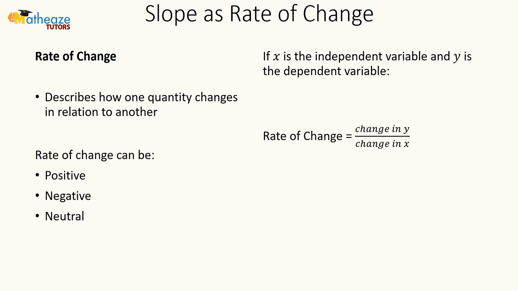Now we have the independent variable and the dependent variable. The independent variable is known as your x-axis or your x variable, or also your horizontal variable, the variable on the horizontal axis, and your dependent is on the y-axis. And we define the rate of change as the change in your dependent variable divided by the change in your independent variable.